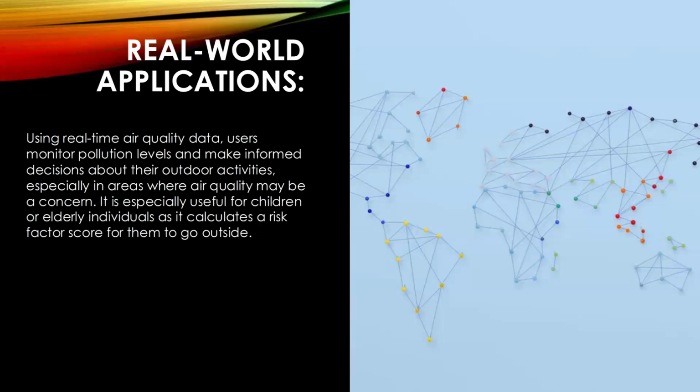Real-world applications. Using real-time air quality data, users monitor pollution levels and make informed decisions about their outdoor activities, especially in areas where air quality may be a concern. It is especially useful for children or elderly individuals as it calculates a risk factor score for them to go outside.